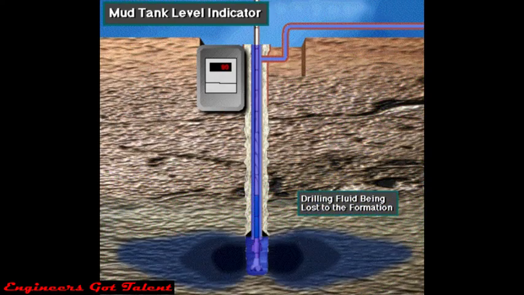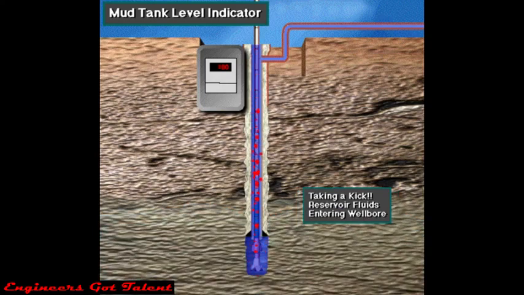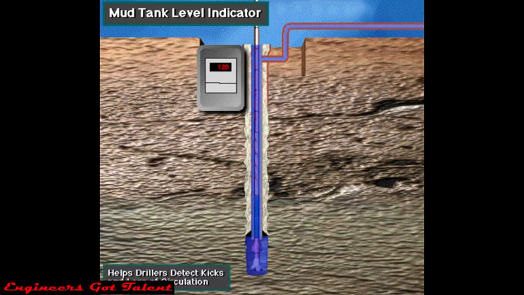If the level of mud in the tanks falls and no one has removed mud from the tanks, then it is likely that mud is being lost to a downhole formation. If the level of mud in the tanks rises and no one has added mud to the system, then it's likely that formation fluids are flowing into the well. Thus, a mud tank level indicator is another tool to help the driller detect kicks and loss of circulation.